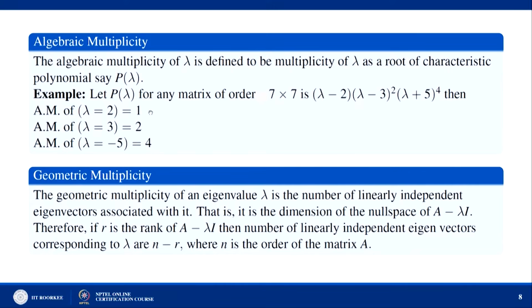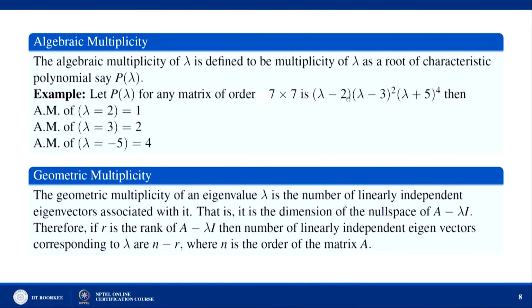So, what should be a sufficient condition by which we can surely say, seeing a matrix, whether it is diagonalizable or not? Let us discuss here. This is an example. Here is a 7 cross 7 matrix. Its characteristic polynomial is lambda minus 2, lambda minus 3 whole square, lambda plus 5 whole raised to 4.